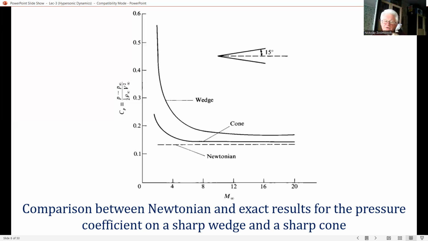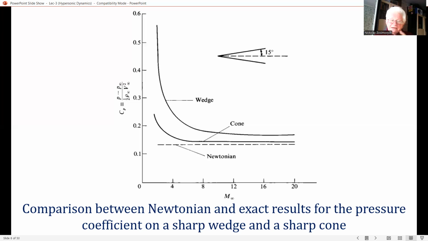If the modified Newtonian formula had been used for our diagram here, the errors would be even larger, because in that case, Cp max must be less than 2. Therefore, we conclude that Newtonian theory is very useful because of its simplicity. In some applications, its accuracy leaves something to be desired.